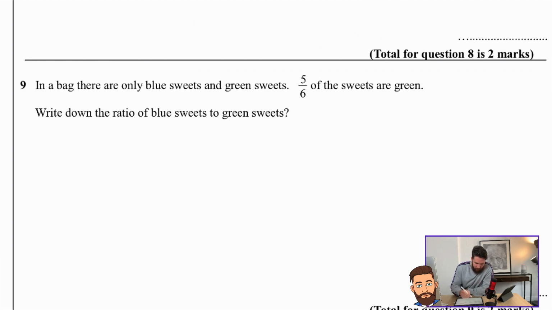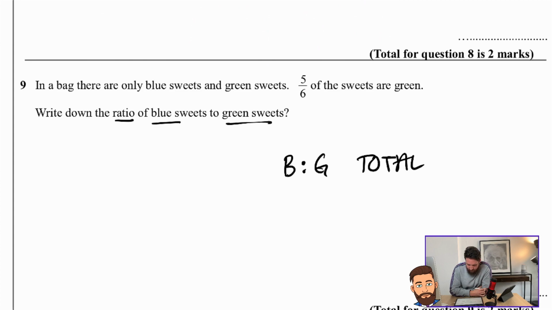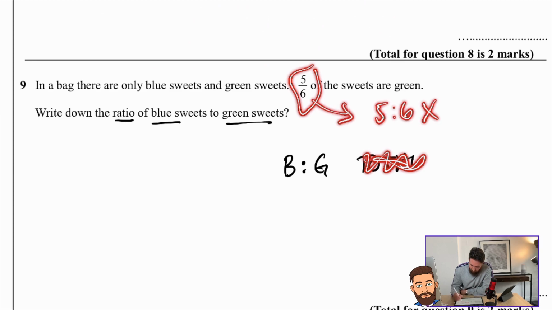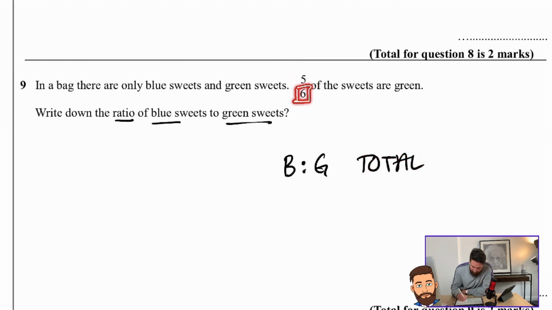Okay, so again, reading it carefully. They want the ratio of blue sweets to green sweets. So blue to green, always put your total column. That's the most important part of this. The total column is really, really useful. If we didn't have this, you would end up with students writing 5 to 6, which is wrong. Having the total column and understanding what this denominator of the fraction means is the key to these questions.